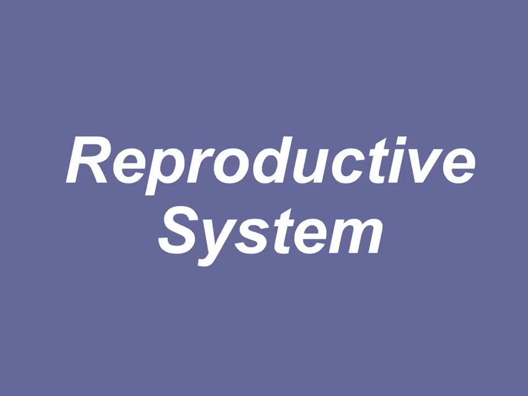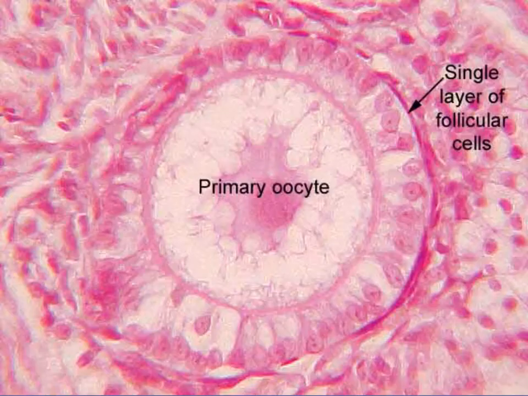On this set of slides, we will review the histology of the reproductive system. We will begin with the female slides and then change over to the male slides. Here we have a slide of a primary oocyte. This is for a female, and we call the eggs the oocytes.